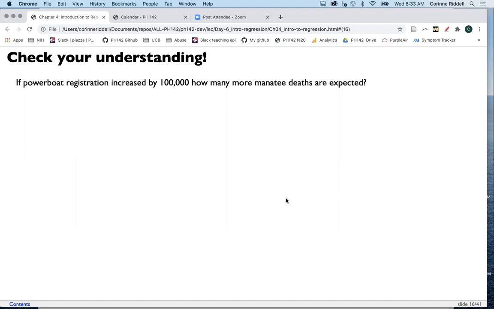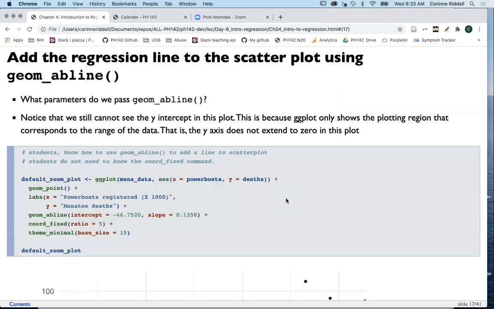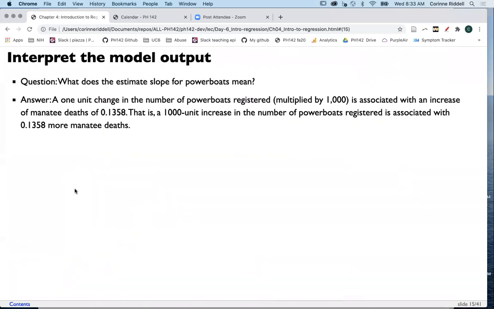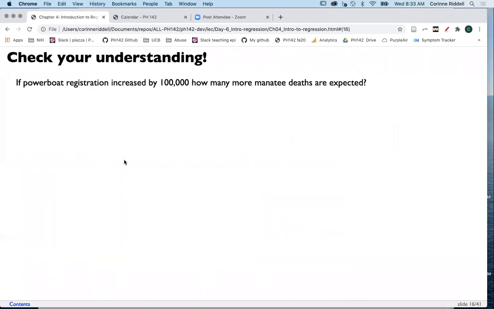Right, so I'm seeing some of you writing the answer in the chat. People are writing 13.58, and what they're doing is taking the slope estimate of 0.1358 and multiplying it by 1,000. Wait, are we moving that decimal place over enough, or should it be one more unit?